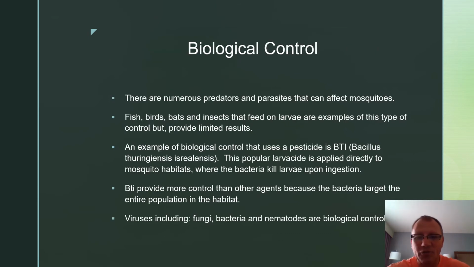Looking at biological control, there are numerous predators and parasites that can affect mosquitoes. Fish, birds, bats, and insects that feed on larvae are examples of this type of control, but they will provide limited results. An example of biological control that uses a pesticide is BTI, Bacillus thuringiensis israelensis.